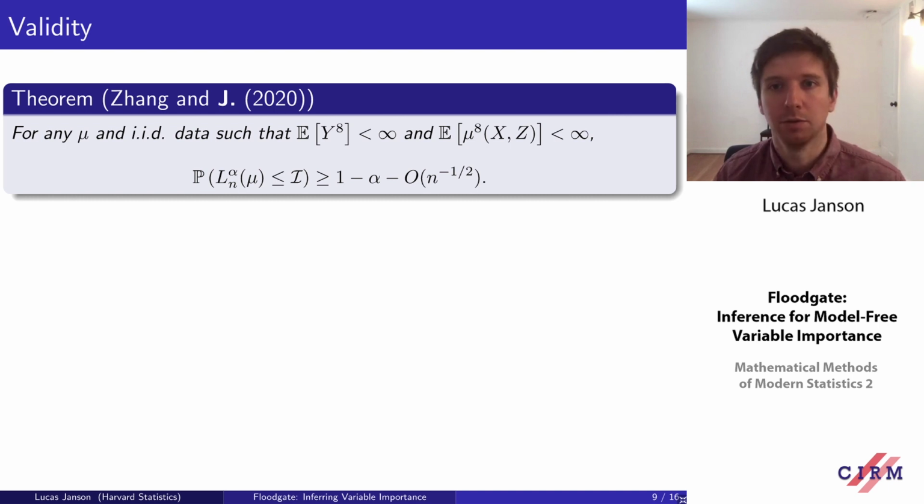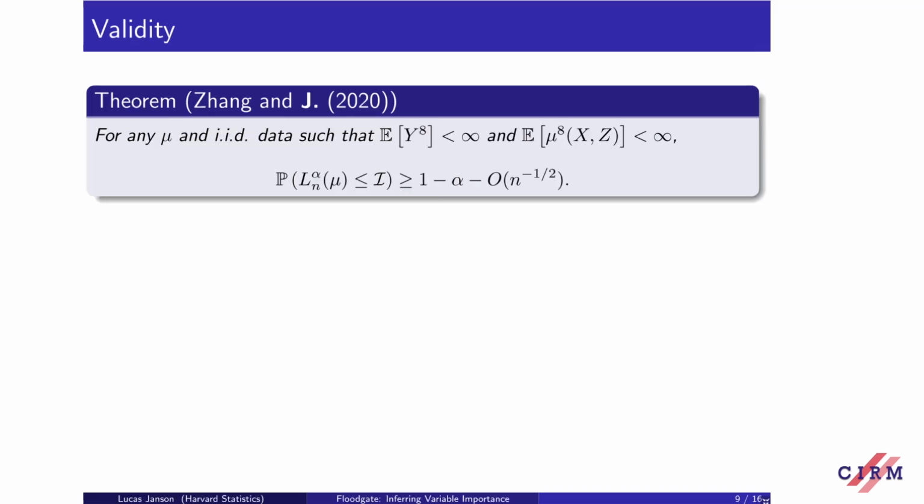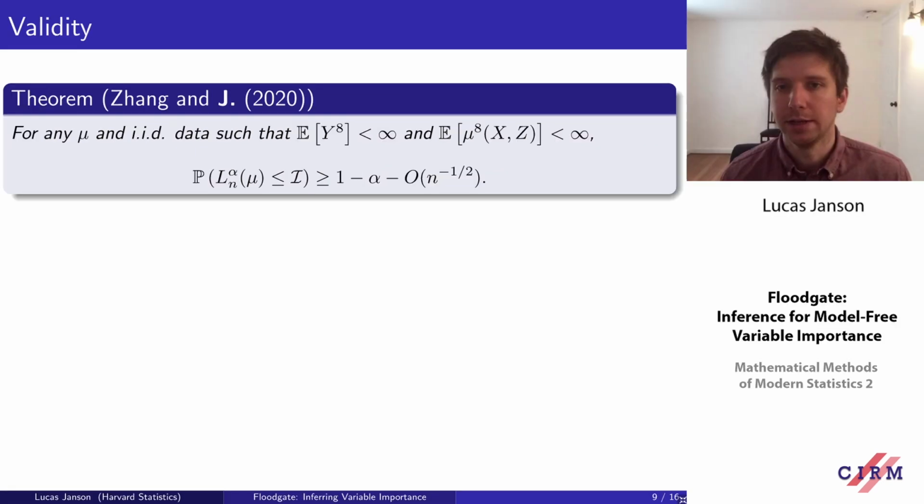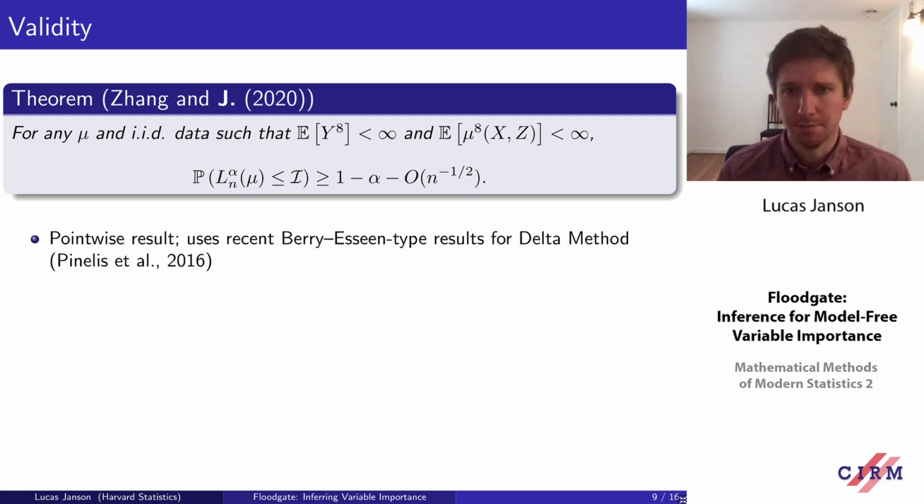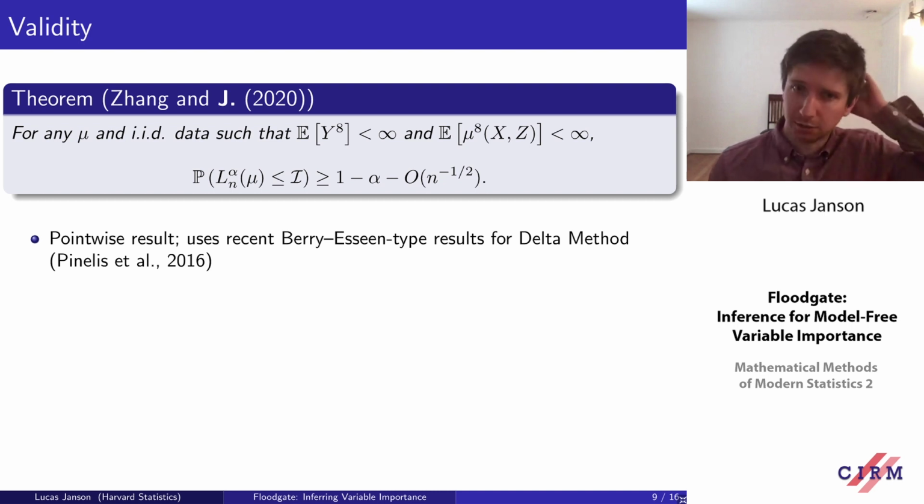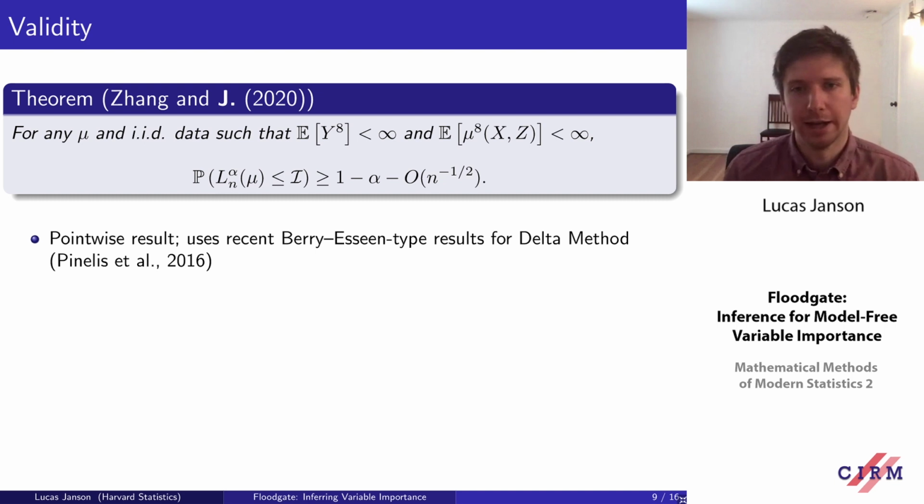All right, so let's talk about what we can prove. Under these very mild conditions, so if mu is anything that has an eighth moment, and y has an eighth moment, and we have IID data, then our lower confidence bound covers. And we even quantify the rate at a 1 over root n rate, which is nice. And that really just comes from the central limit theorem. The fact that we had a delta method around our two central limit theorems made things a little more complicated. So that rate is not totally trivial, and we had to rely on some pretty recent Berry-Esseen type results for the delta method. But we got it.